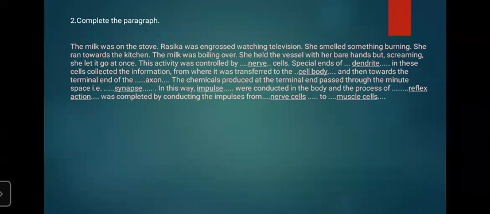Special ends of dendrites in this cell collected the information and carried it to the cell body and then towards the terminal end of the axon. The chemical produced at the terminal end passed through the minute space, that is the synapse. In this way, impulses were conducted in the body and the process of reflex action was completed by conducting the impulses from the nerve cells to muscle cells.